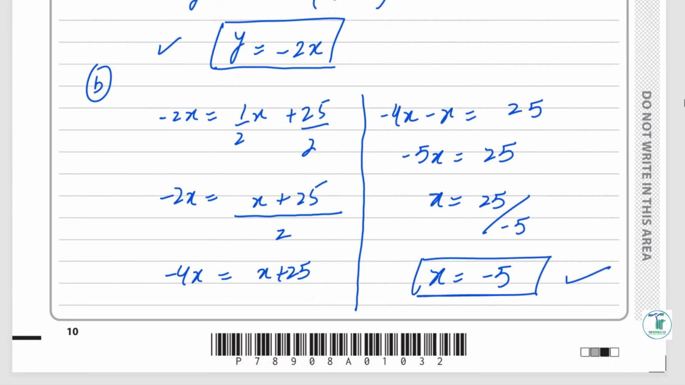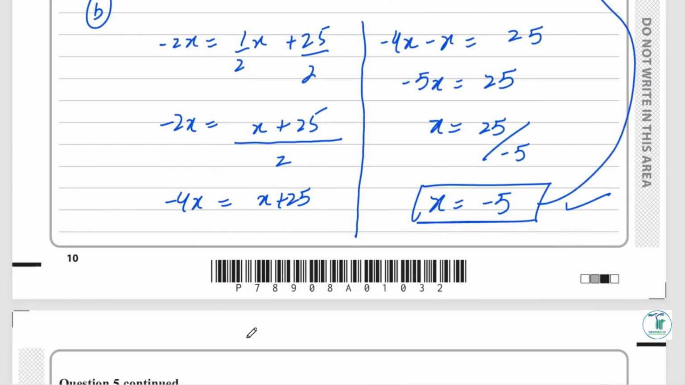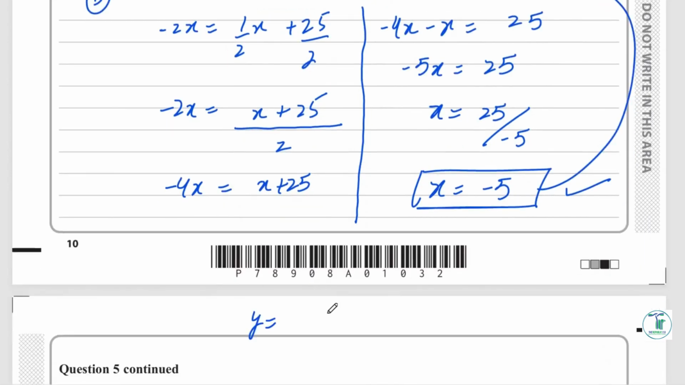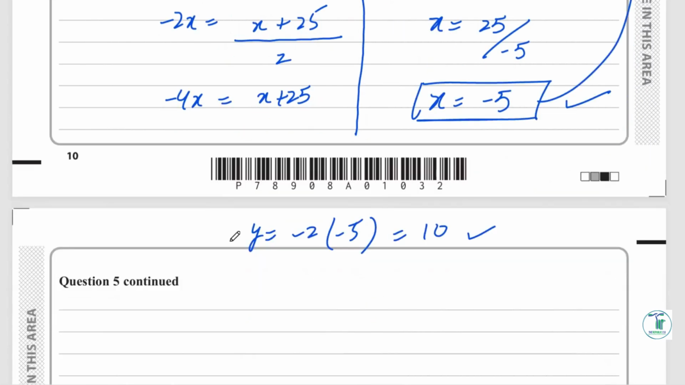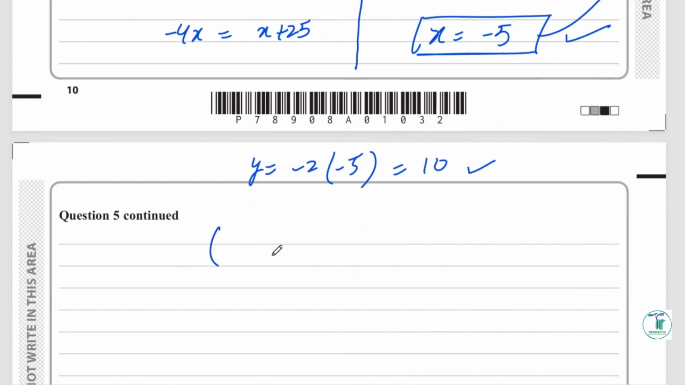Once we've got the value of x, we can easily get the value of y as well by plugging this value of x into this equation. So y equals negative 2 times negative 5, which comes out to be 10. So that is how you'll get the value of y. You've got x and you've got y, so you've got the point as well, and that is (-5, 10), which is the point of intersection.